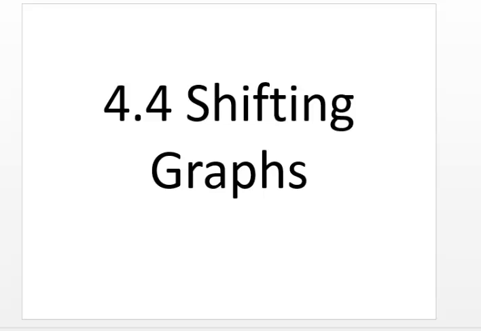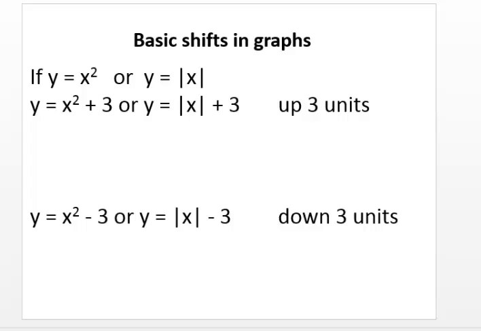Alright, today I'm going to begin talking about the basic shifts in graphs that can take place. So we've been looking at y equals x squared and y equals absolute value of x. Those are our two basic graphs that we know. We know that an x squared graph makes that parabola, that U shape, and the absolute value graph makes that V shape.